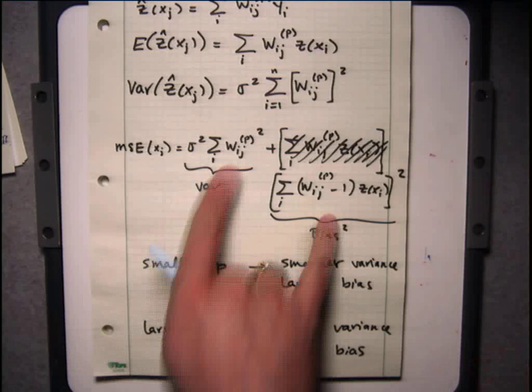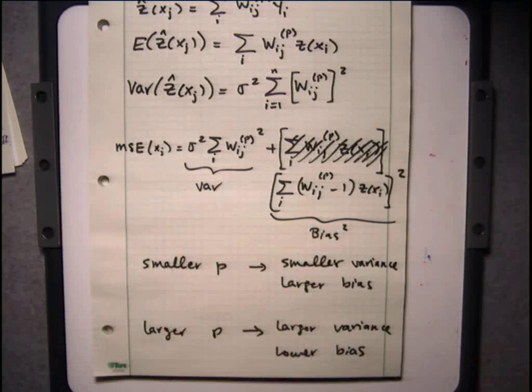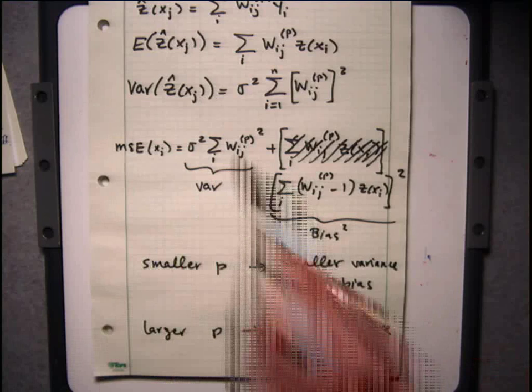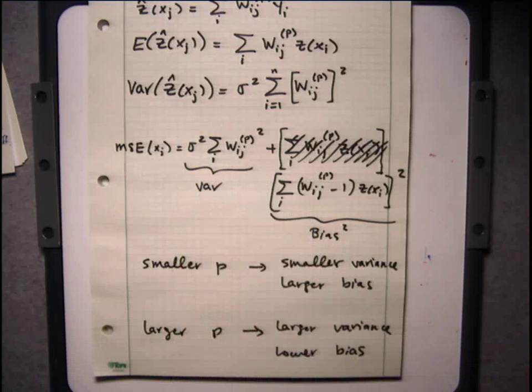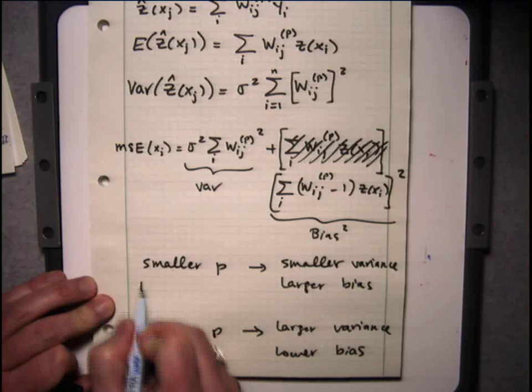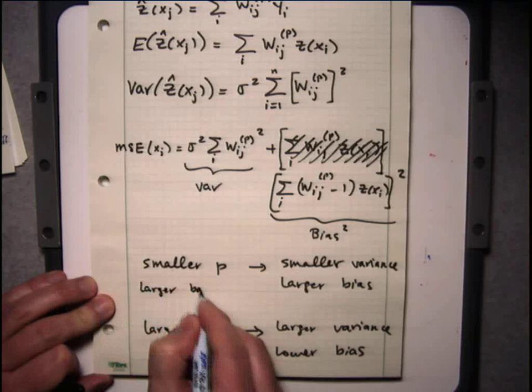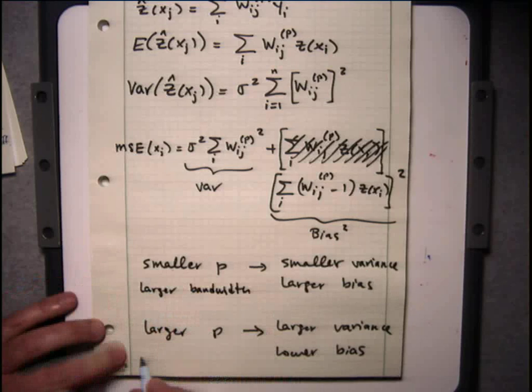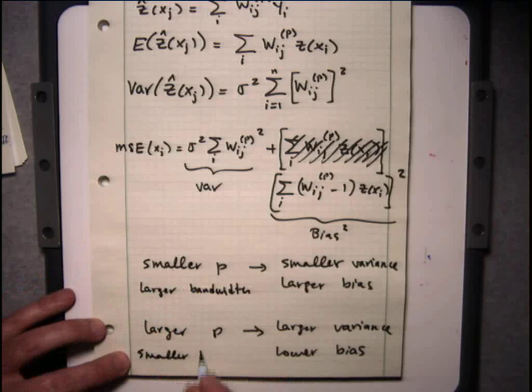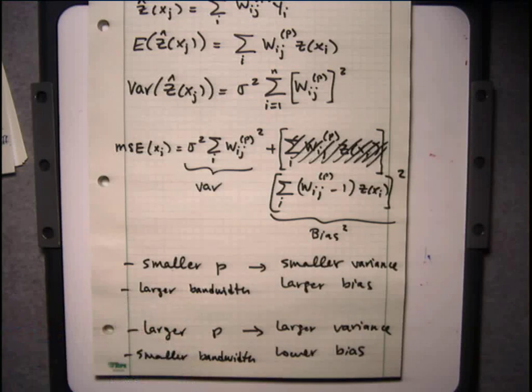What you don't see in here is the effect of the bandwidth. The effect of the bandwidth is inside these W's. We'll talk about that a little bit later. But basically, if the bandwidth is large, you get a smoother curve, which means smaller variance and larger bias, and vice versa. So this would be larger bandwidth and smaller. Okay? Does that make sense?